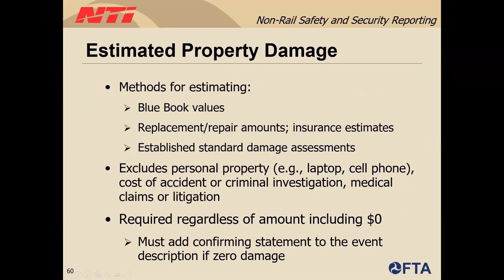NTD requires only general or ballpark estimates, and you may use a variety of methods for estimating. There's blue book values, repair amounts, or insurance estimates, established standard property damage estimates for specific event types or severity of damage. Many transit agencies create a list of standardized costs, or these estimates may be done on a case-by-case basis. Estimated damage includes personal property such as laptops, cell phones, investigation costs, medical claims, or litigation. Property damage must always be reported on SNS 40s regardless of amount, including zero damage.